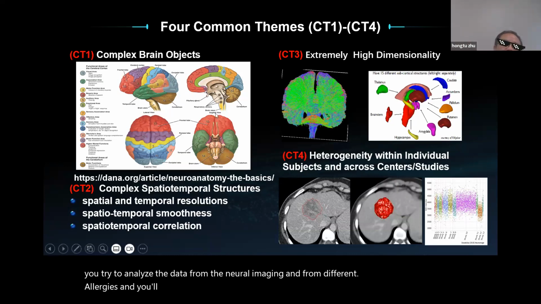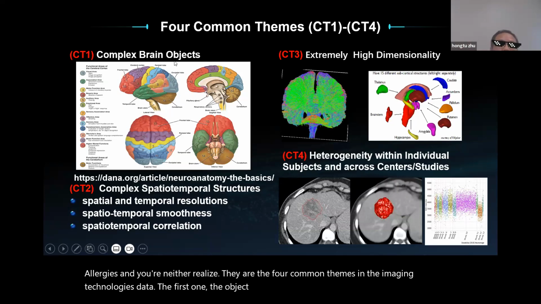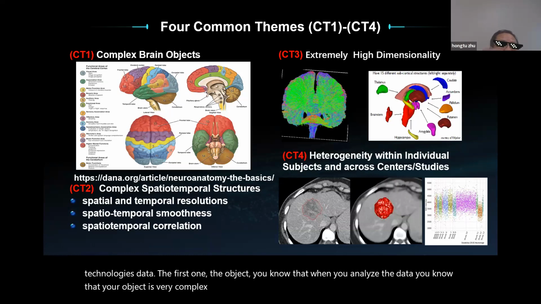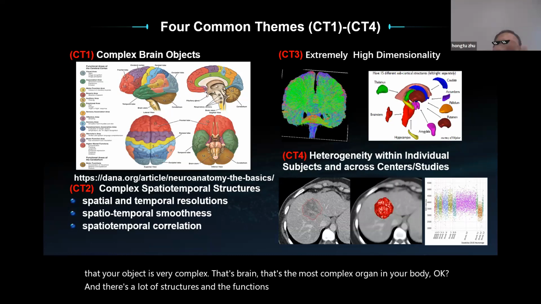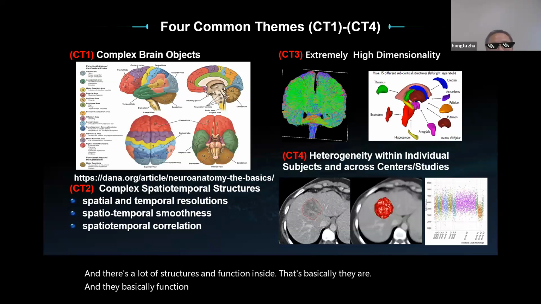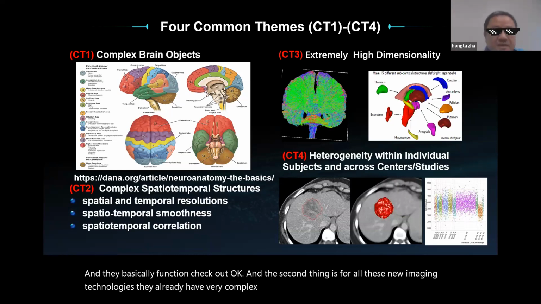And when you try to analyze the data from neuroimaging and from different technologies, you need to realize there are four common themes in the imaging technologies and data. The first one is the object. When you analyze the data, your object is very complex. That's the brain, the most complex organ in your body. Okay. And there's a lot of structures and functions inside, mingled together and functioning together. Okay. And the second thing is that all these neuroimaging technologies have very complex spatial temporal structure inside.